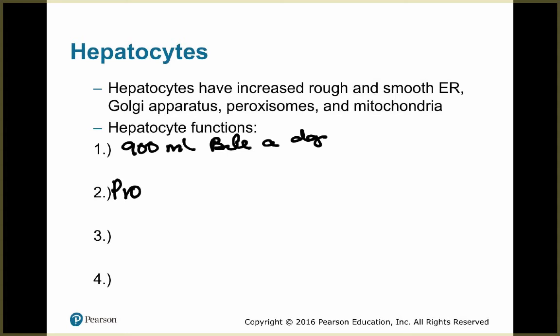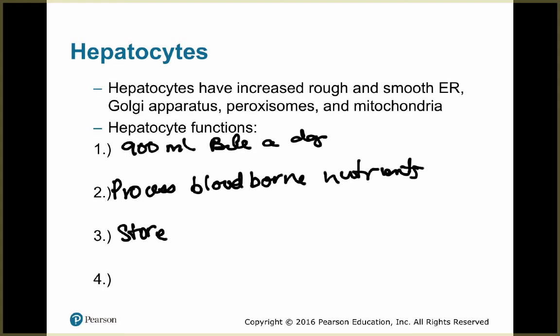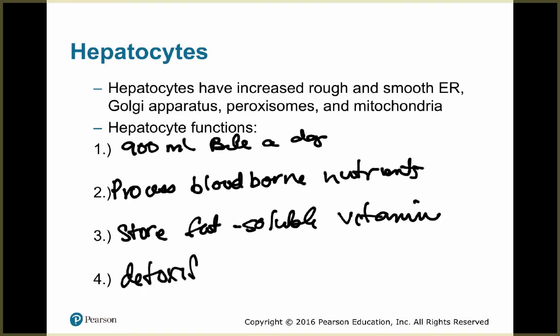They process bloodborne nutrients. For example, they store glucose as glycogen and make plasma proteins. They store fat-soluble vitamins. And they detoxify. So, a perfect example, they take something like ammonia and they convert it into urea.